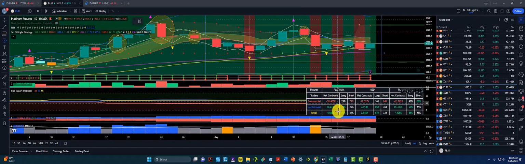Platinum futures crowded out to the long side with 74%. Good for a short trade. Consolidating here with the RL270 for a loss here on Friday.